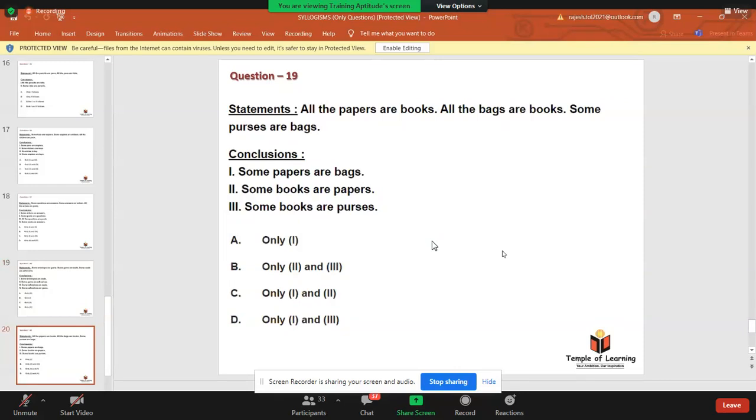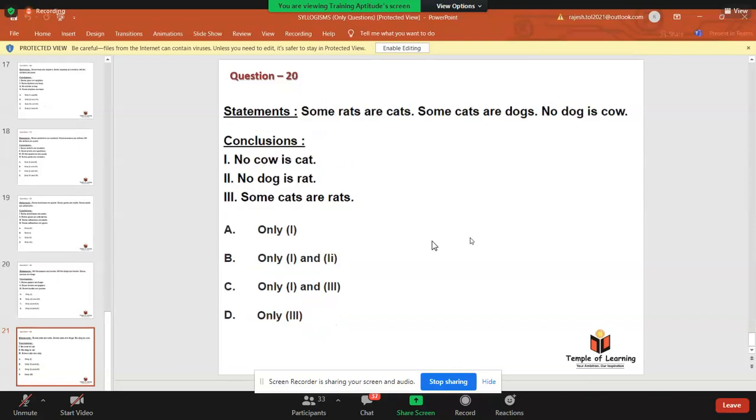Why should it be C? Option C is 1 and 3. No cow is rat. Sometimes cow can be rat. I want a definite conclusion. For me, it is option D, only 3.